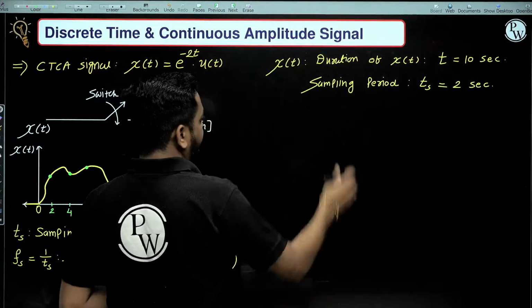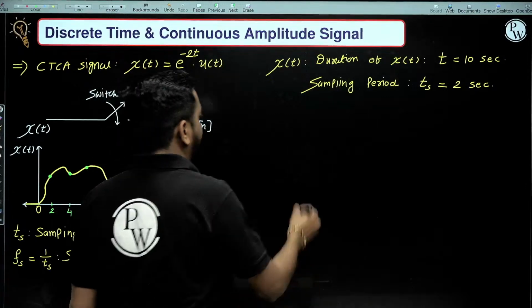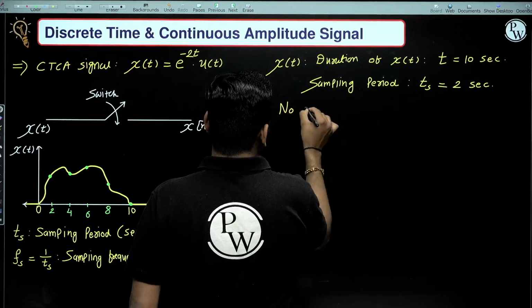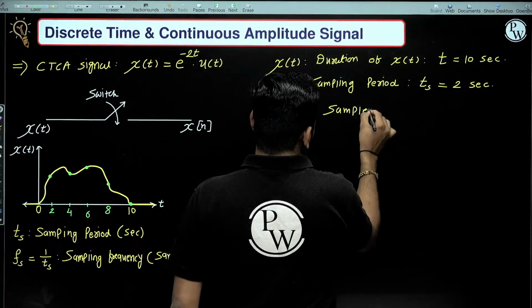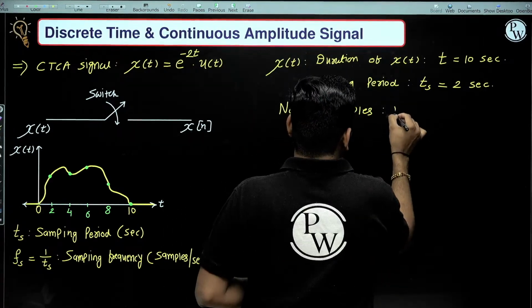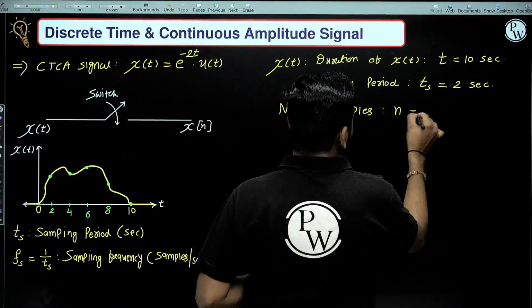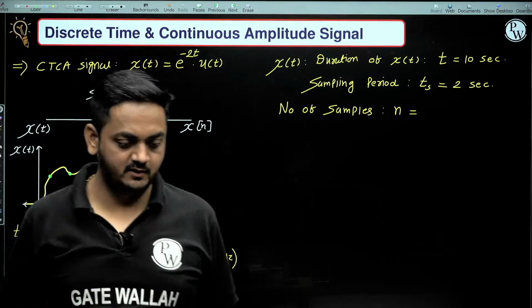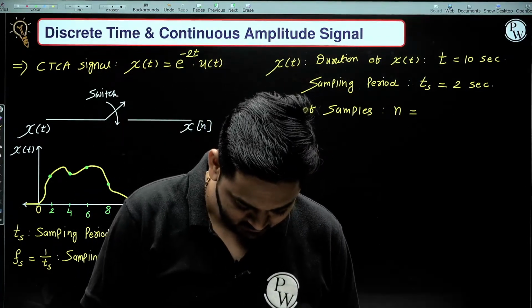Now tell me, with this data, how many samples will you get in the sampling process? Number of samples, N. How many samples will you get in this? Tell me in the comment box, everyone.